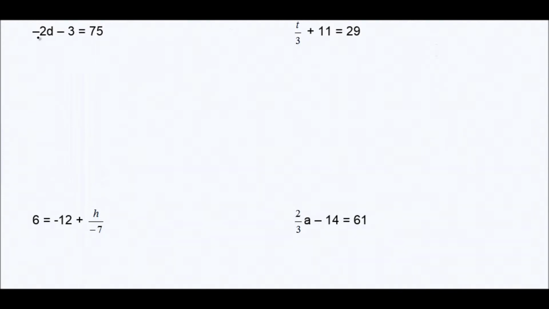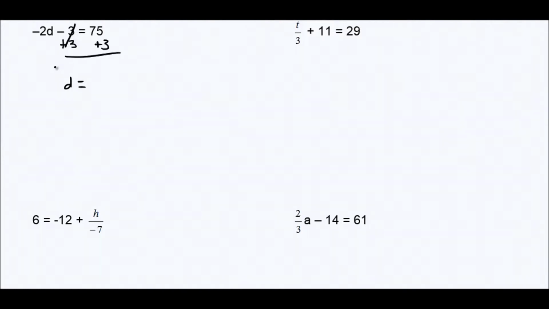Okay, so our next problem: we have -2d minus 3 equals 75. We're going to add and subtract before we multiply and divide. Your d is on the left, so we want to eliminate everything around the d. We're going to eliminate the -3 by adding 3 to both sides.